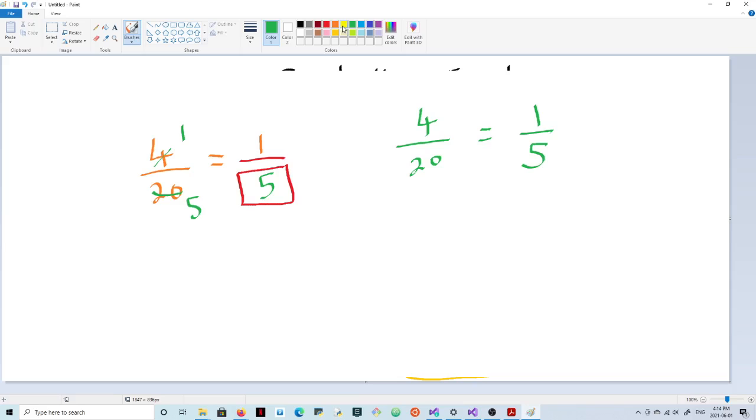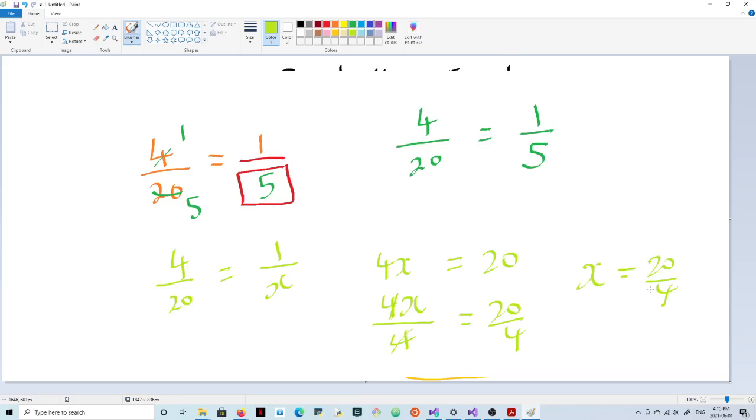So what am I saying is that 4 upon 20 is equivalent to 1 upon 5, right? Now, that's one way. If you didn't understand it that way, 4 upon 20 is equals to 1 upon x. This means that 4x is equals to 20. So 4x divided by 4 is equals to 20 divided by 4. So this is going to cancel. So x is equals to 20 upon 4, which gives you 5, meaning x is equals to 5. So that is how I got this 5 here. All right? So if you see something like this, they're pretty much the same.